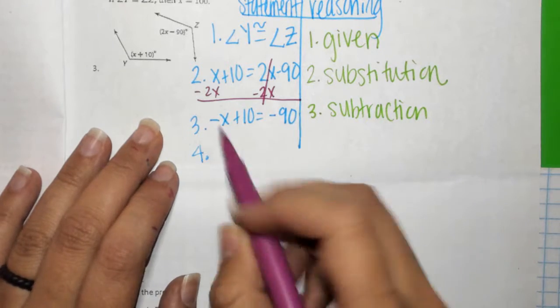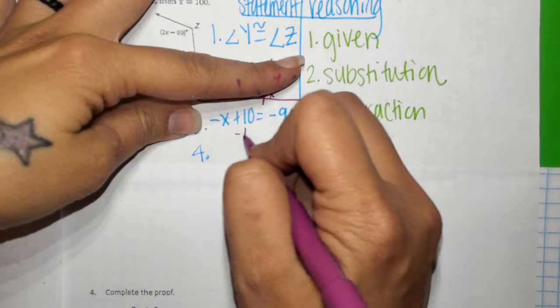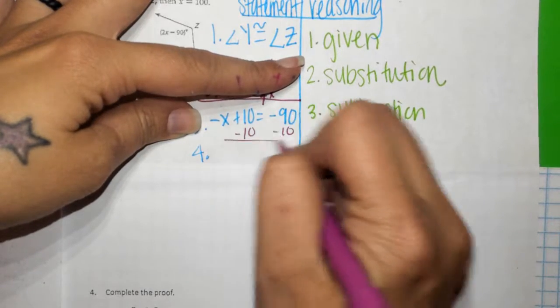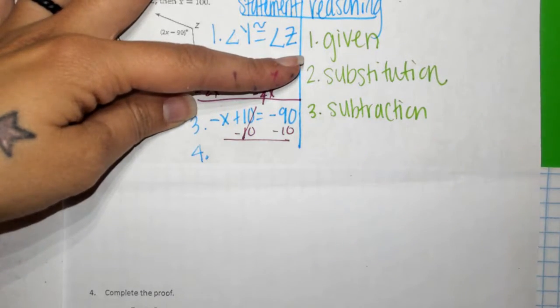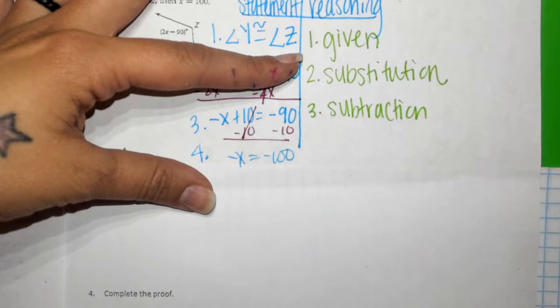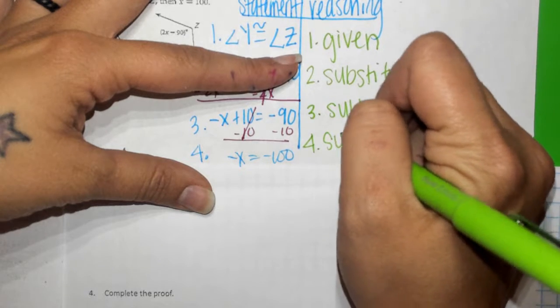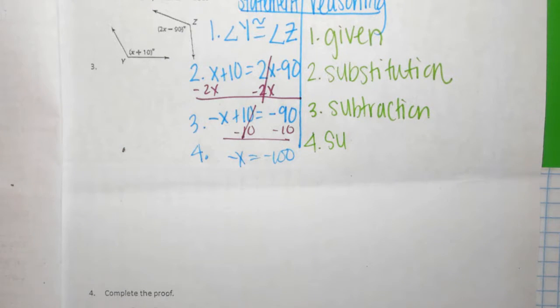Okay, now what do I need to do from here? I'm trying to get x by itself. What do I do? Subtract 10. And that gives me negative x equals negative 100. And what reasoning is that? Baby, what are you confused on? Because negative 90 minus 10 is negative 100.